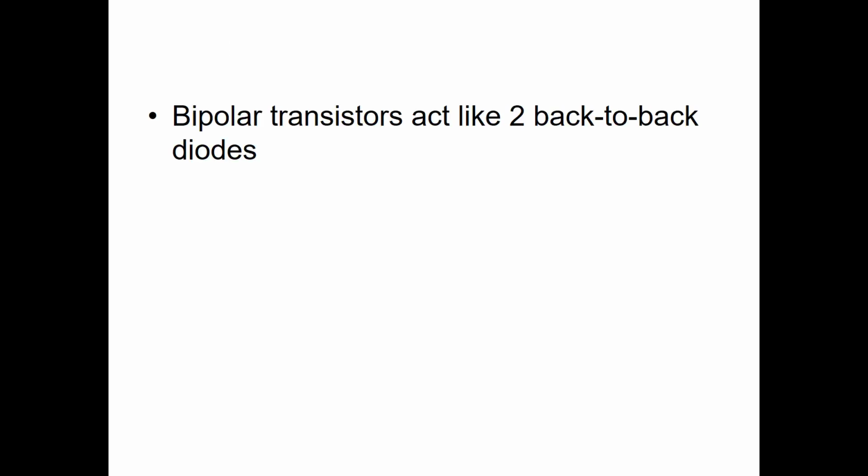So bipolar transistors kind of act like two back-to-back diodes, but you can't just use two diodes and connect them together to have them work like a transistor, because you need those p-n junctions with the depletion zones. That's formed when the transistor is manufactured.